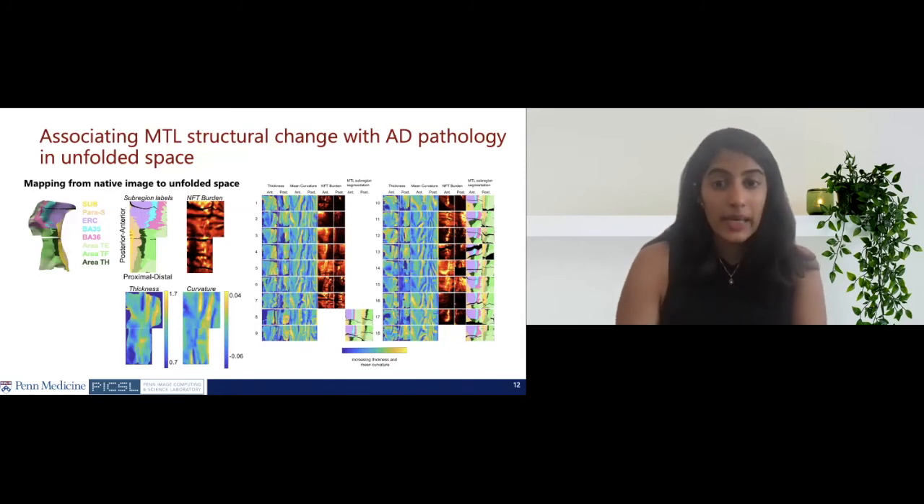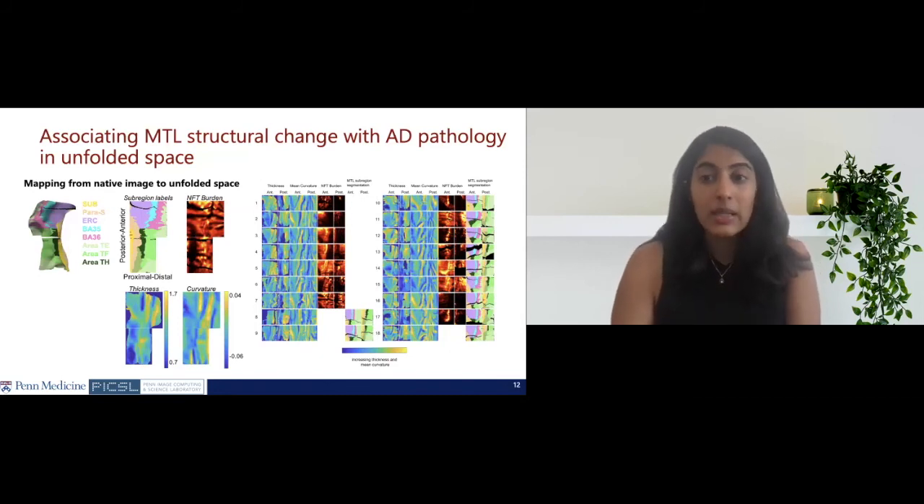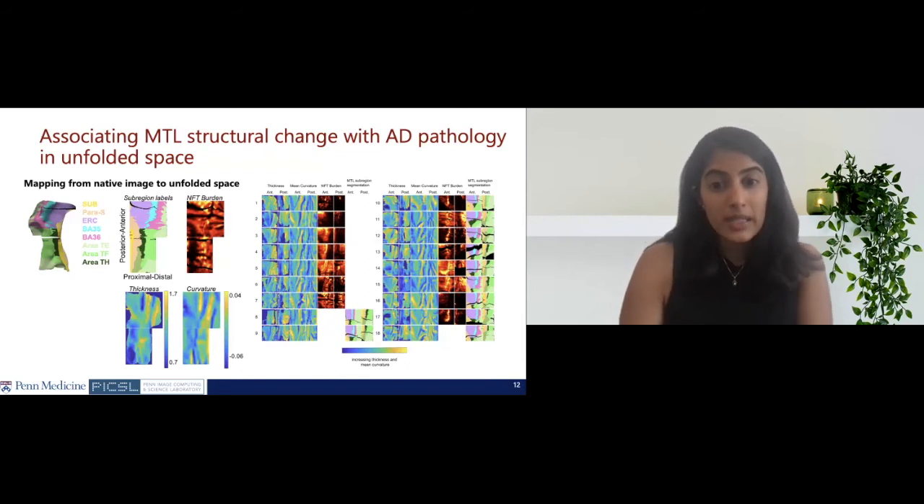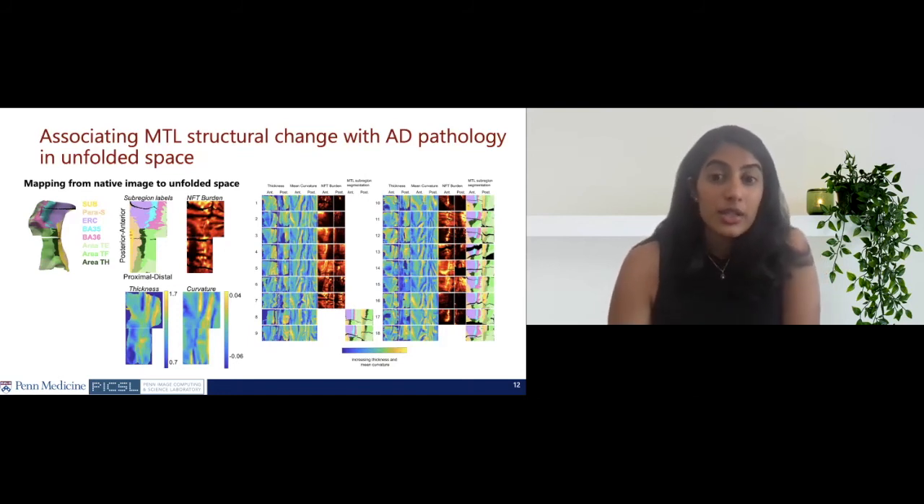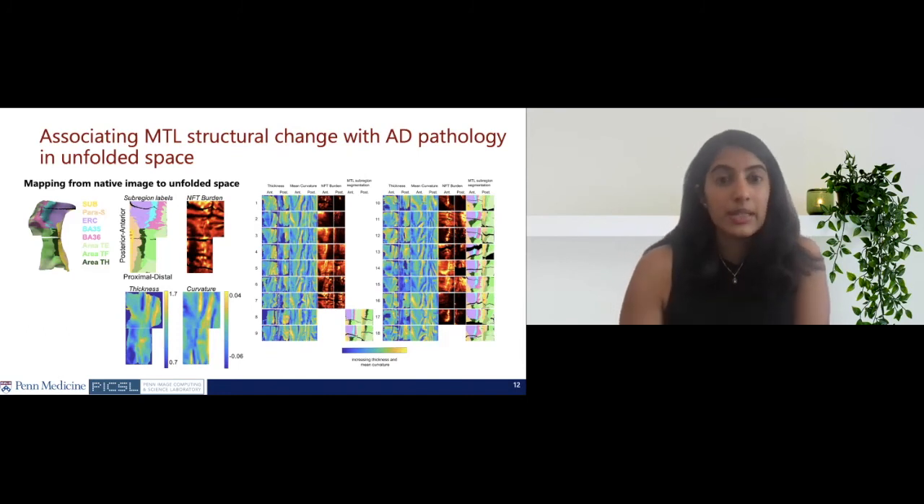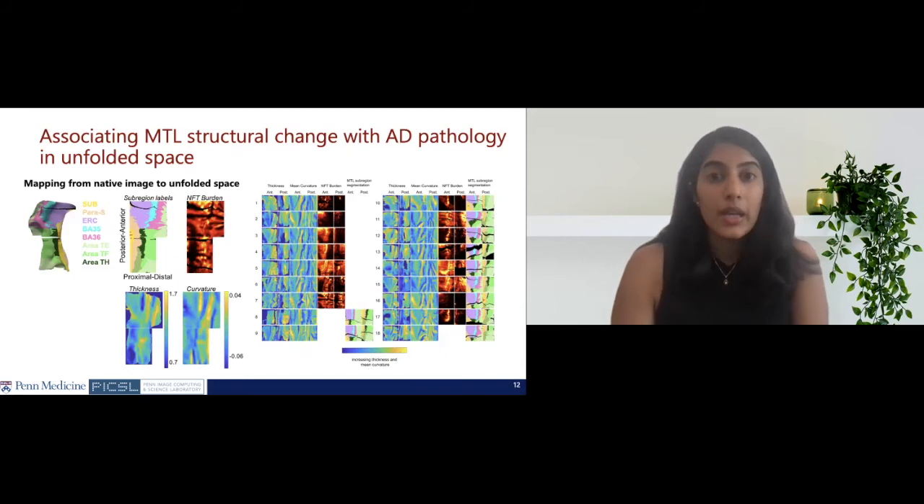So far, I've applied this framework to 18 specimens, looking at thickness and curvature along the MTL surface. For 15 specimens, we have flattened maps showing quantitative NFT burden, and for 11 specimens, we have the MTL subregion segmentations. Note that since there's a discontinuity in the segmentation for the extent of the MTL in the anterior and posterior regions of the MTL, the unfolded maps are generated separately for each region.